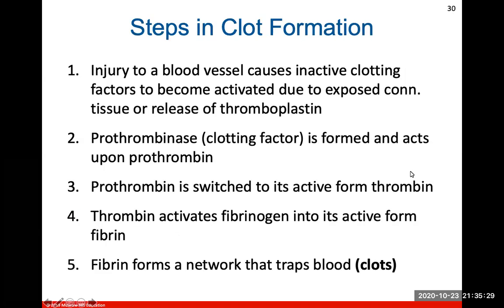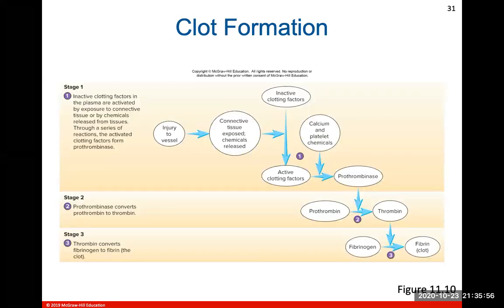Steps in clot formation. So any sort of injury causes inactive clotting factors to become activated. Prothrombinase, which is a clotting factor enzyme, acts upon prothrombin, which will be switched to its active form, thrombin. Thrombin will then activate fibrinogen into its active form, fibrin, and fibrin is what will form that network that traps blood into clots. And these are the three different stages of clot formation. Again, I'll let you guys read these on your own here.